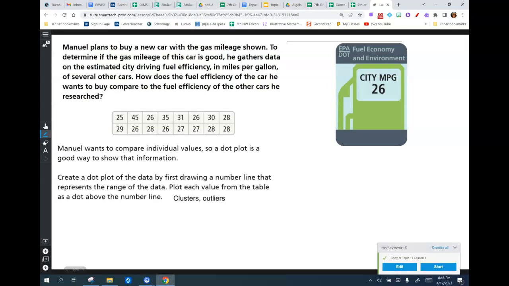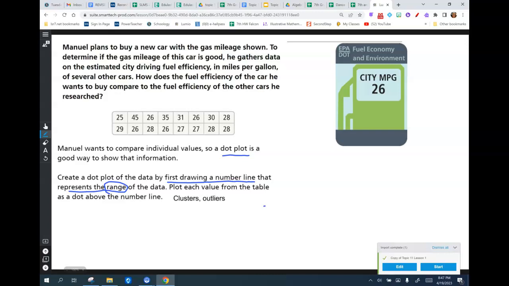We're going to do a dot plot. A dot plot is a good way to show that information, and we're going to talk about these. So we're going to create a dot plot of data by first drawing a number line that represents the range. So there we go, the range of the data. Plot each value from the table as a dot above the number line. Then it says clusters and outliers, and we're going to come back to that.